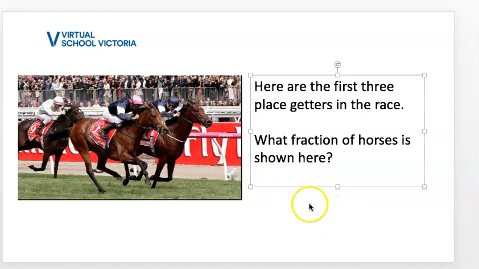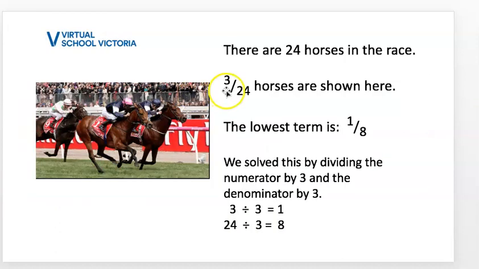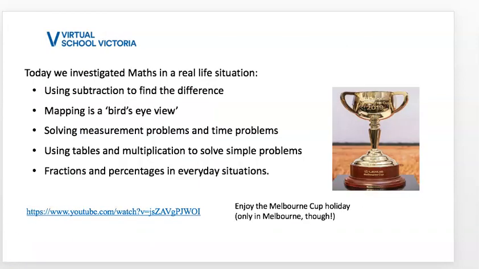Here are the first 3 place getters in the race. What fraction is shown here if we have 24 horses in the race? We have 3 out of 24 horses shown here. The lowest term is 1/8. We found 1/8 by finding a number that divides evenly into 3 and divides evenly into 24, and that number is 3. And we got 1/8. So that's just a fraction of the maths you would have in the Melbourne Cup.